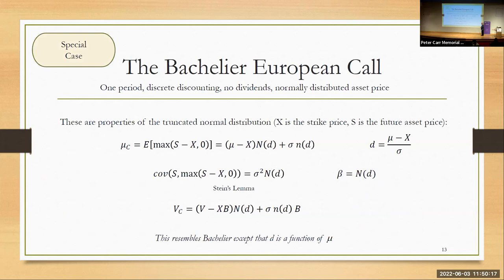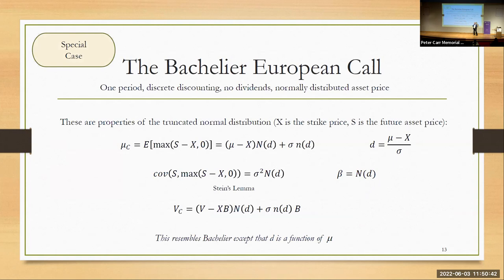Okay, so let's say you apply this in the Bachelier case, which is the normal distribution for the underlying asset value. You calculate the expectations, and you find the covariance, which is very easy. It's just an application of Stein's lemma. We get an option pricing formula that looks just like Bachelier, except for one thing. This d is a function of the natural mean. And this is what causes the problem, as you know, right?